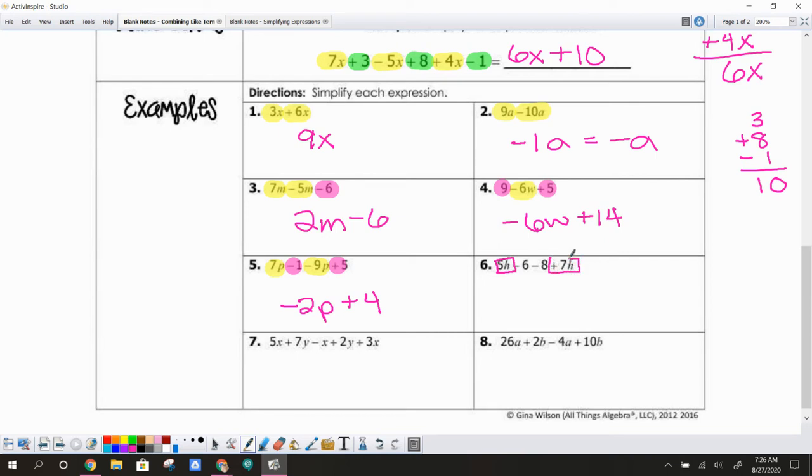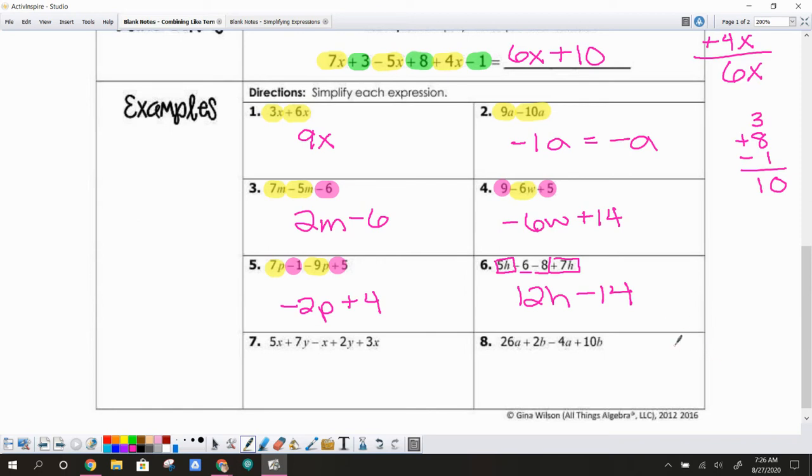You can do a box and an underline and an underline. Any way to organize this yourself. I like the highlighter personally, but whatever you want to do. I do recommend you use some method to make sure you're identifying all the terms and you're not putting more than you should. But continuing for number 6, we have 5h plus 7h, and that is 12h. And then we have -6 minus 8, which would be the -14.